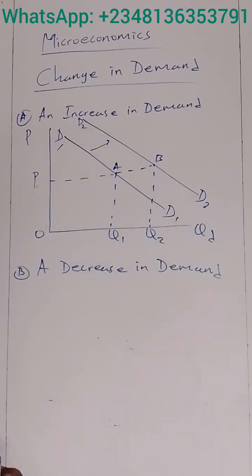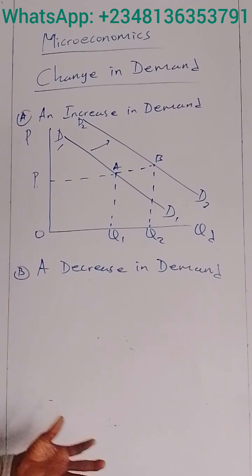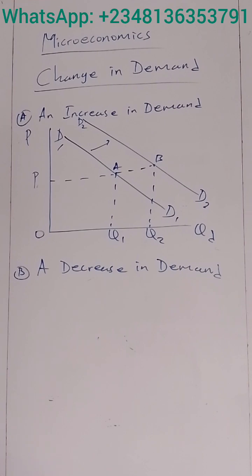And like I said, factors that can cause an increase in demand, that is a rightward shift in demand, are increase in income of consumer, increase in population, government policy in form of price subsidy, and so on and so forth. All these can cause an increase in demand.